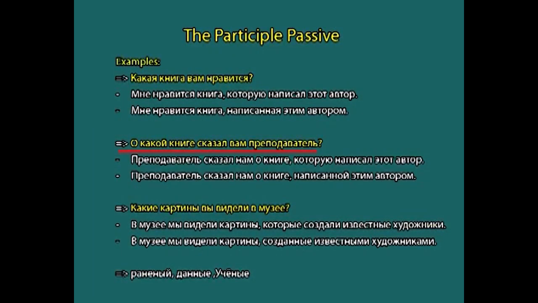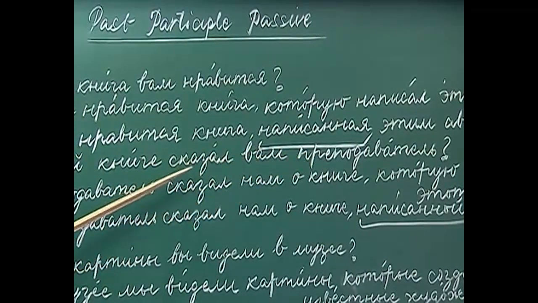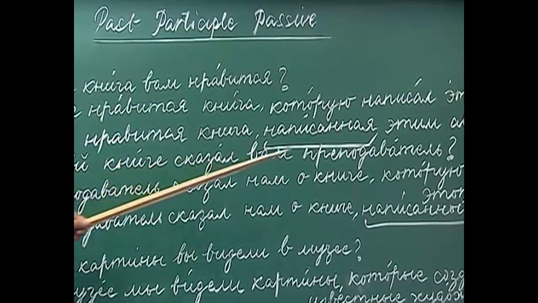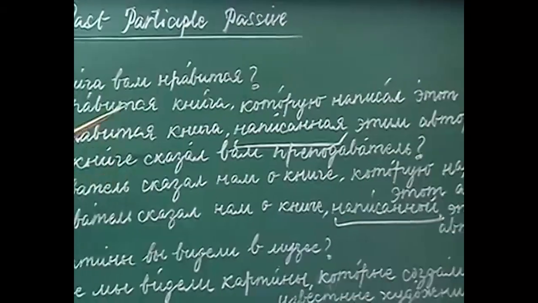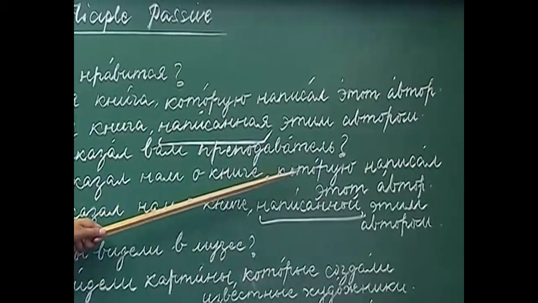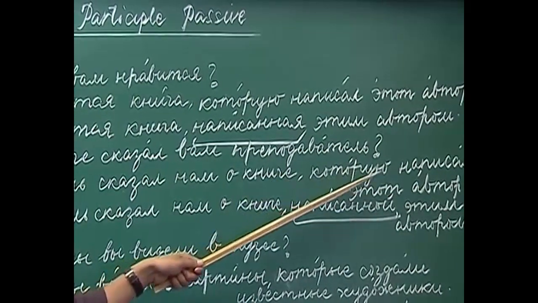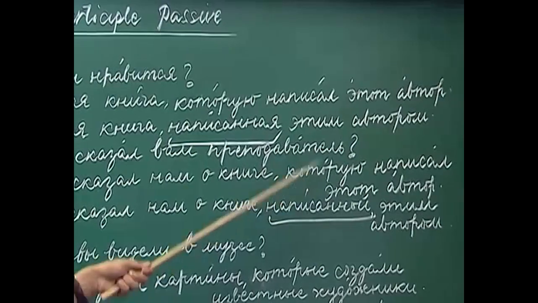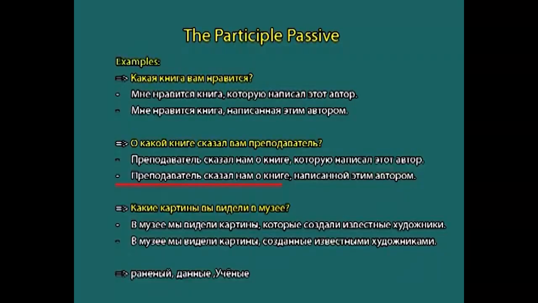Next is о какой книге сказал вам преподаватель? So, about which book did your teacher tell you? Преподаватель сказал нам о книге, которую написал этот автор. The teacher told us about the book which was written by this author. Again the subordinate clause is in the passive voice. How do we convert the passive voice using past participle passive? Преподаватель сказал нам о книге, написанной этим автором.